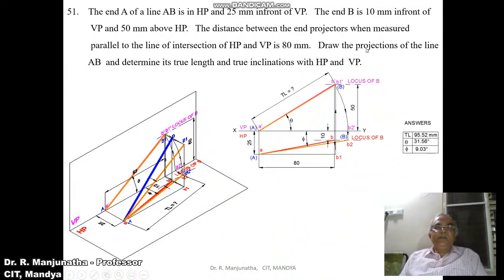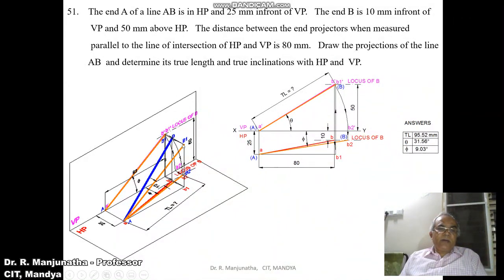To find the true length in the horizontal plane, you make that line parallel to HP. A is in HP, so B should also lie on HP. With A as center, taking AB as the radius, you rotate it and make it parallel to HP. That means A is in HP, so B2 should also lie on the horizontal plane.